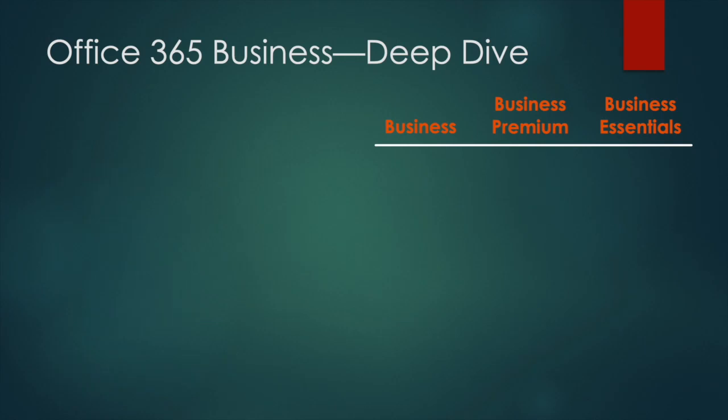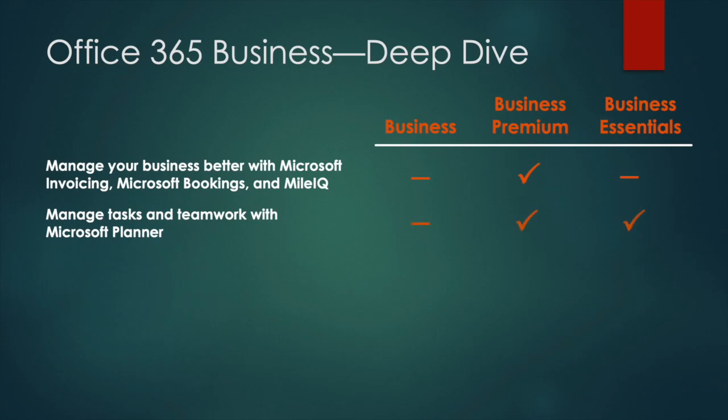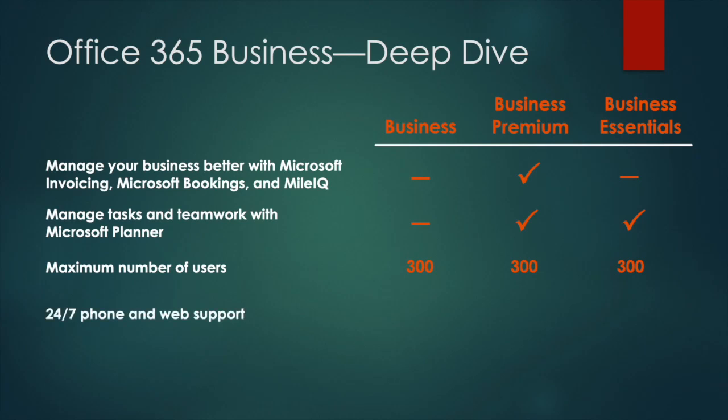And for the last 5 features, we have Manage Your Business Better with Microsoft Invoicing, Microsoft Bookings, and Mile IQ available to premium subscribers only. Manage Tasks and Teamwork with Microsoft Planner available to premium and essentials users. And the maximum number of users is the same for all 3 tiers at 300 apiece. 24/7 phone and web support is available to all 3 tiers. And last, each tier is licensed for commercial use.